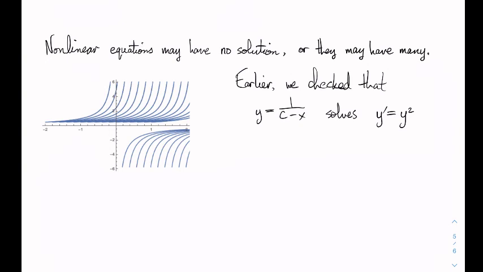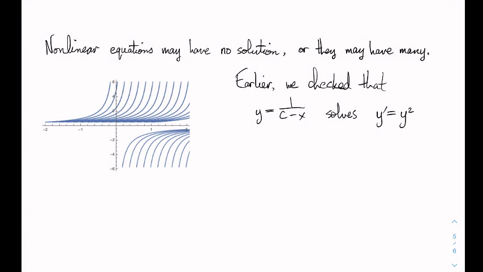more than one solution. For an example of that, let's look at this ODE that we had earlier, y prime equals y squared. Recall that this is nonlinear precisely because of this term right here. You're not allowed to have the dependent variable squared or raised to any other nonlinear function for it to be a linear ODE. And we checked by substitution that this formula, 1 over c minus x, solves this equation.